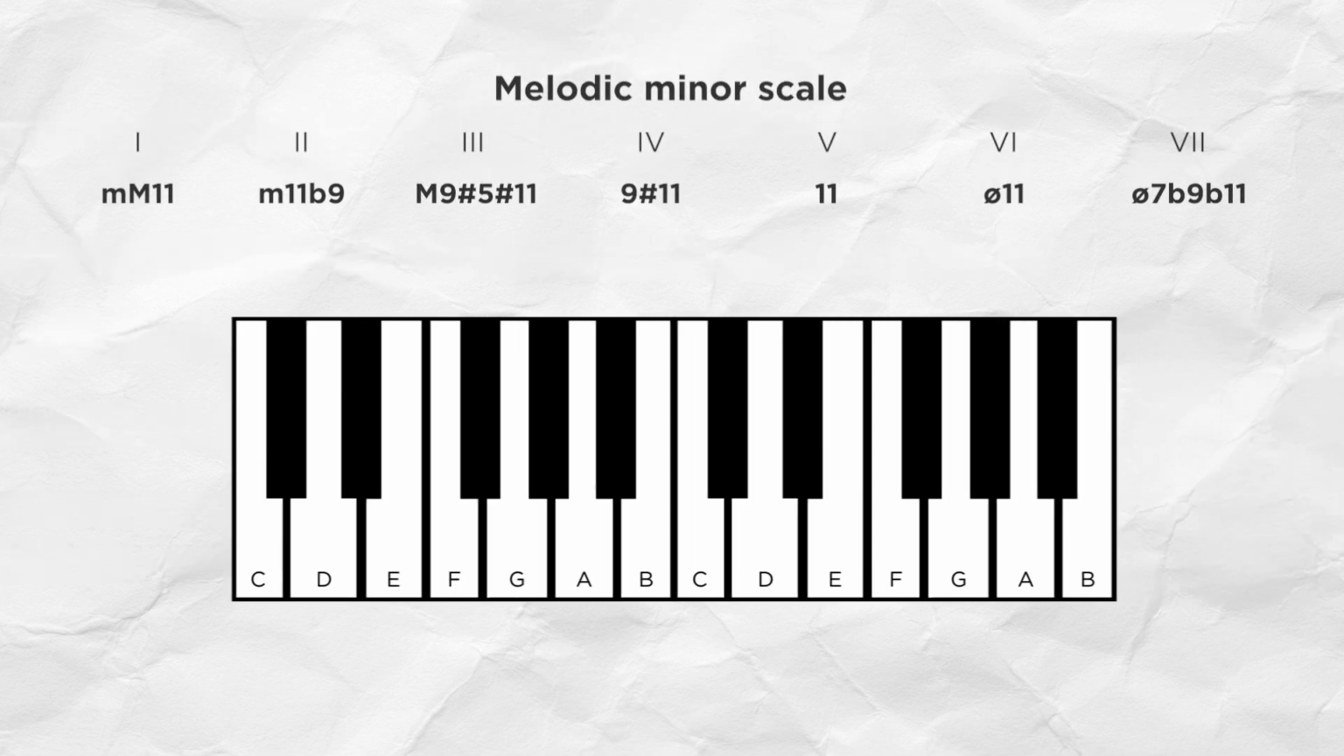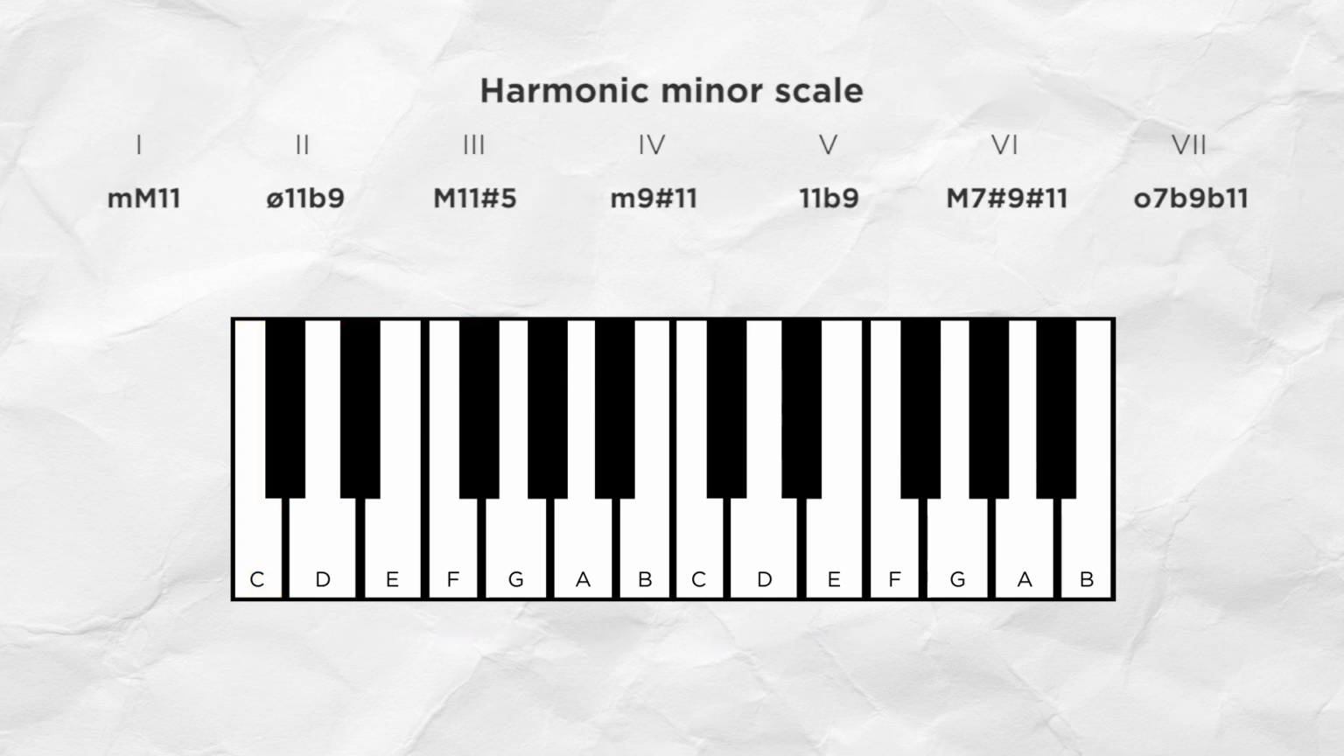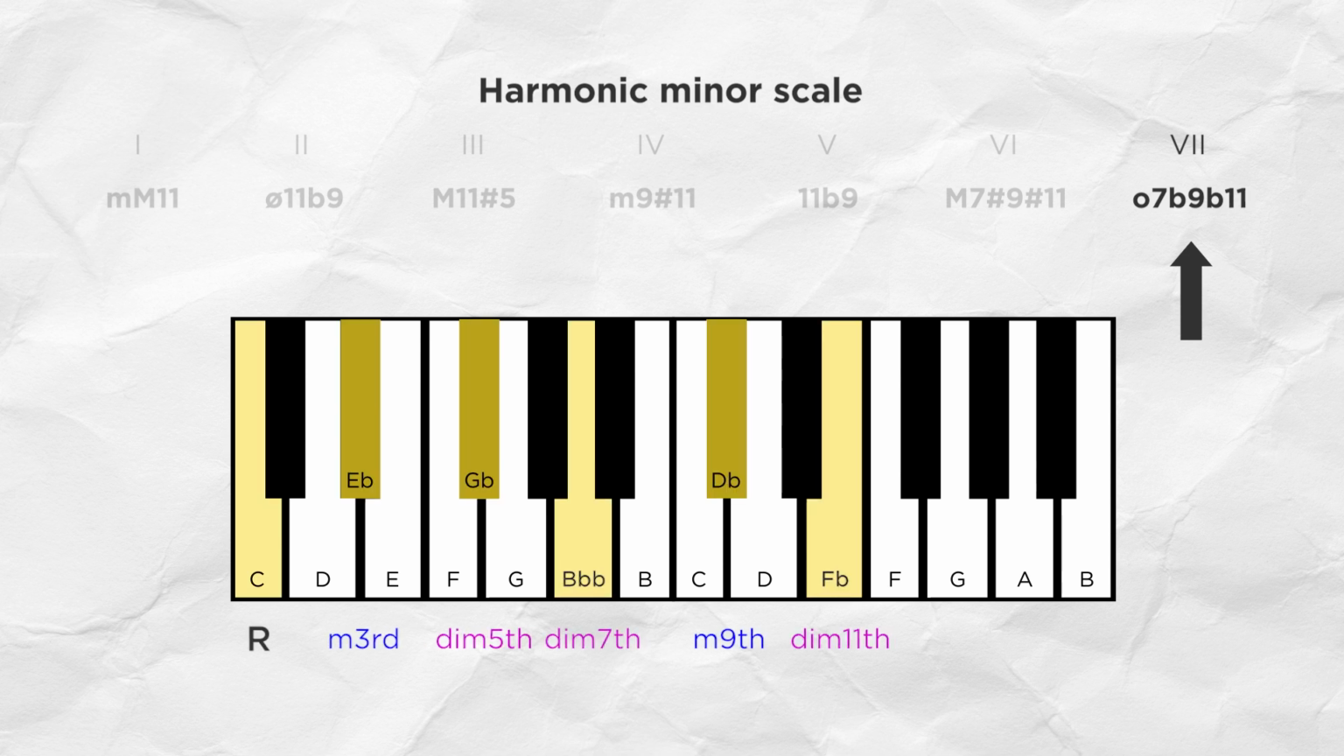So, for example, we have a half-diminished chord here. It may be too dissonant with the 11th and the 9th, so we can simplify it to a half-diminished 7th. Same thing goes for the diminished chord we have here, that we can simplify to a diminished 7th chord.